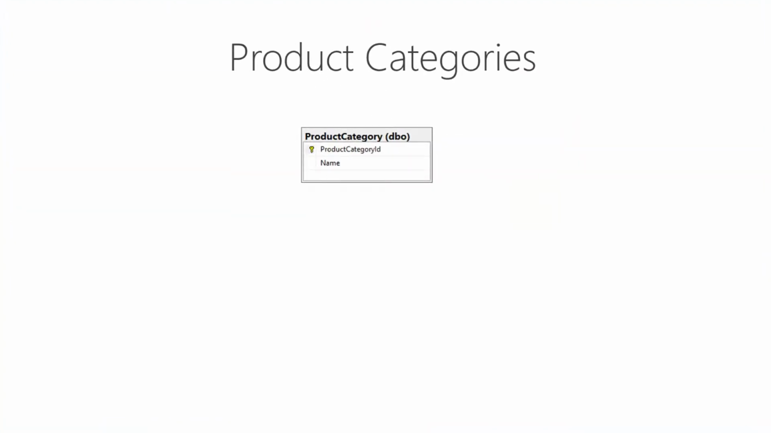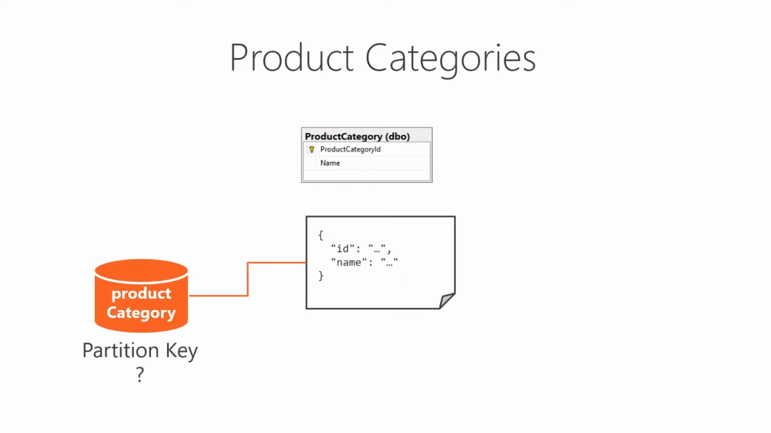Now, let's plow ahead with our next entity in the data model, which is product categories. This is very, very simple. It is really just a key value pair, right? There's a product category ID and a display name. So, like before, we translate our column names into JSON property names, and then decide to put that in a container for the product category. We'll put that in the product category container, ask the same question, how do we partition it? Answer it the same way.